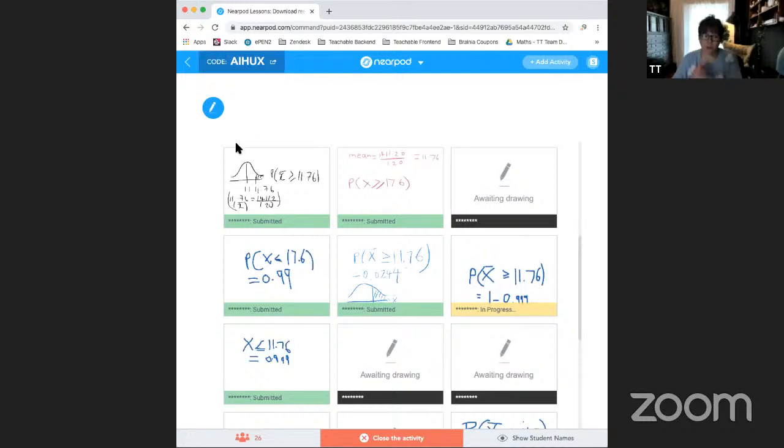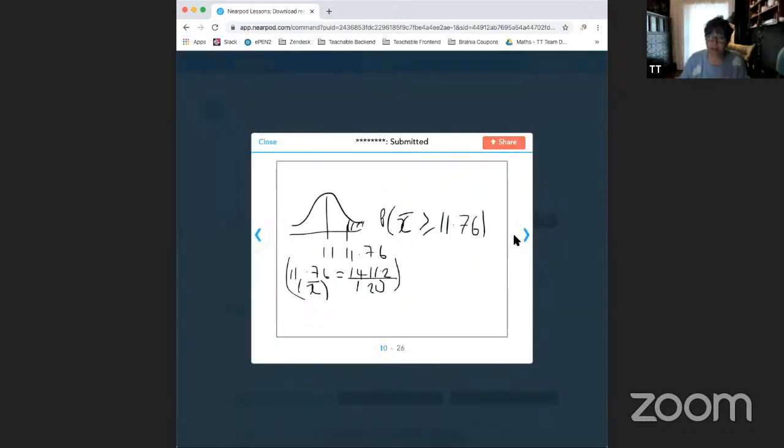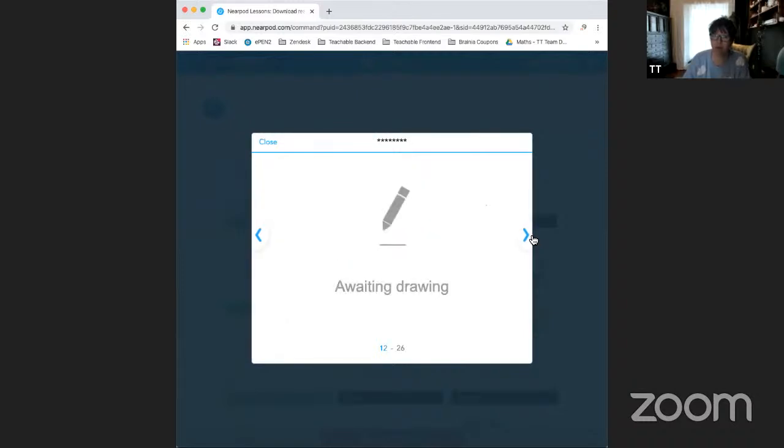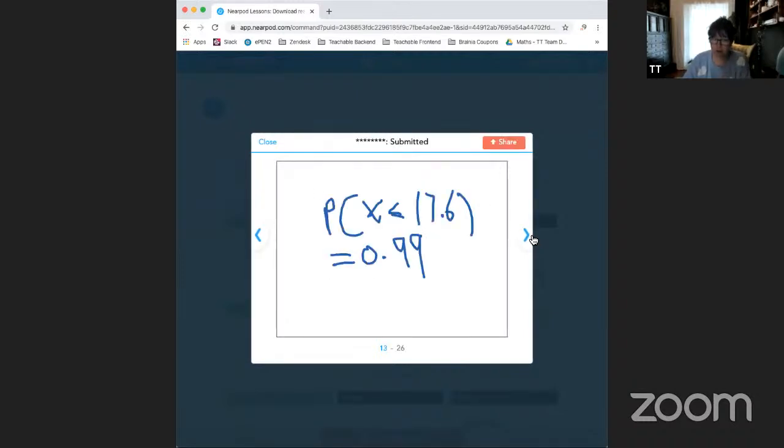So we want to go to the right. This is correct: greater than or equal to. Not correct, whoever this one is, it should be greater than or equal to 11.76. The 11.76 is the data. It's what it all adds up to divided by 120 to get the mean of the actual sample.